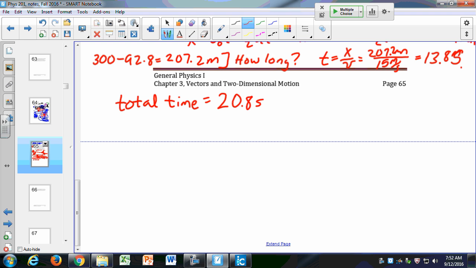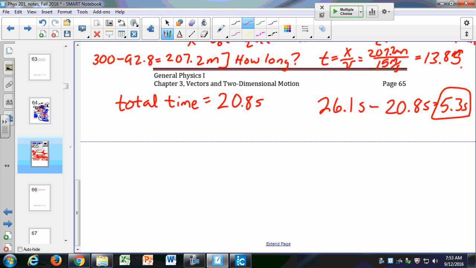And we've already found that it took him 26.1 seconds. So the difference is 26.1 seconds minus 20.8 seconds, and that's equal to 5.3 seconds. So that would be the answer. This is without acceleration, and then this is with acceleration.